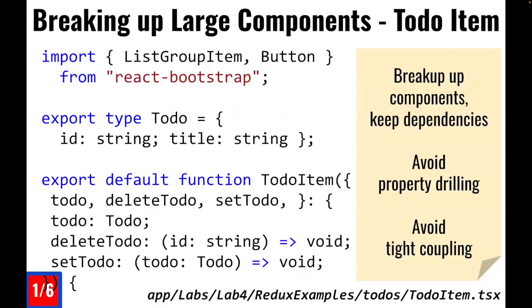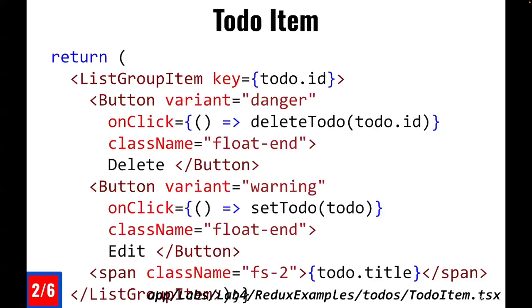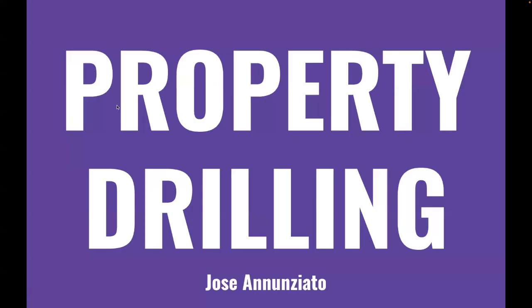So say you start breaking up things and say, well, instead of rendering the to-do items right there in the to-do list, we're going to break it up into another component called to-do item. And the to-do item, the only thing that it does is, basically, it's this code.